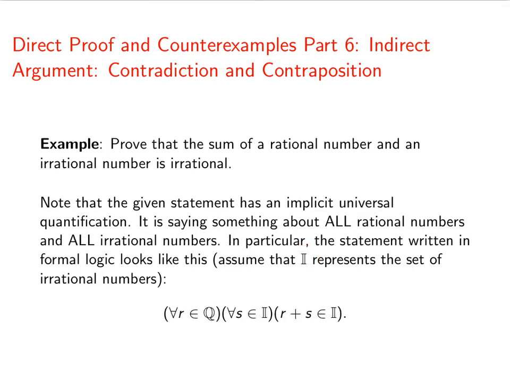All right, so when we rewrite it in formal logic, it looks like this. For all r in the rationals, for all s in the irrationals, the sum of those, r plus s, is irrational.